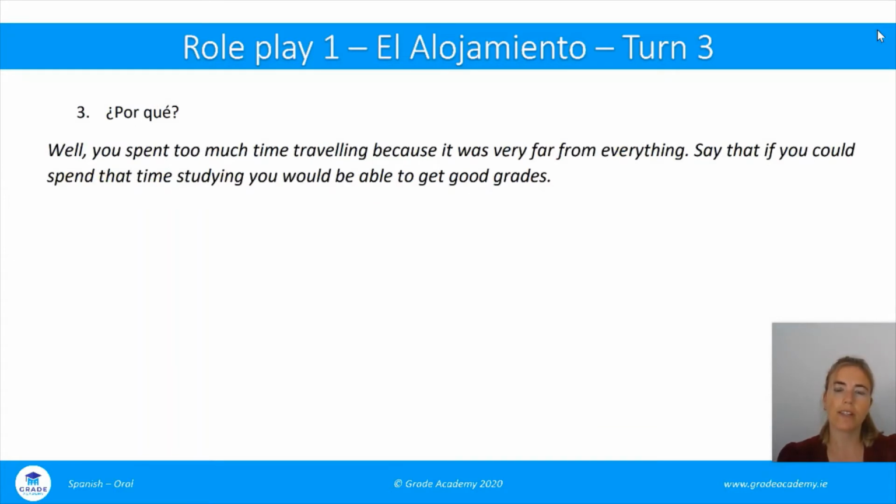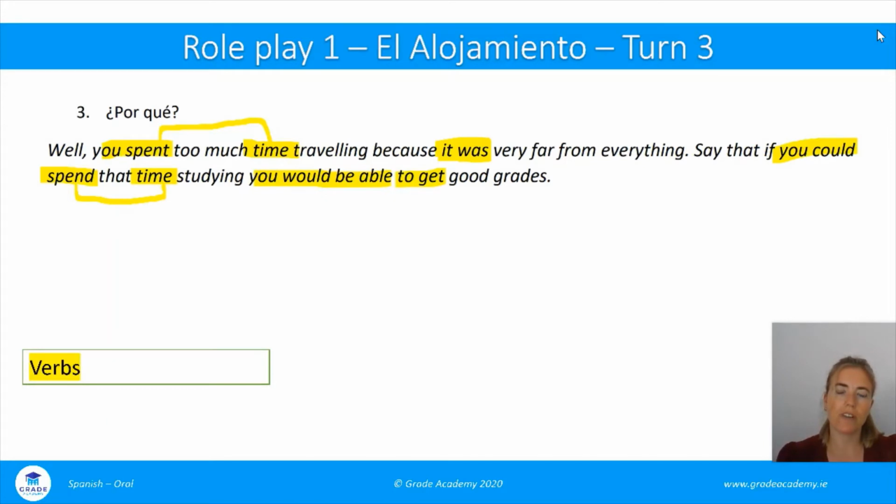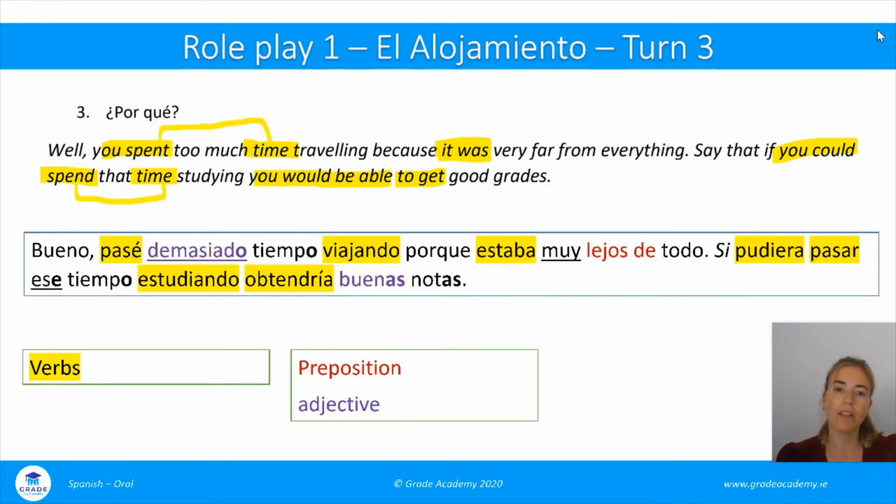Número 3. So the examiner might say something like, ¿por qué? And you need to identify the verbs here. And I'm giving you a sample answer. Bueno, pasé demasiado tiempo viajando porque estaba muy lejos de todo. Si pudiera pasar ese tiempo estudiando, obtendría buenas notas. So there's your subjunctive in the imperfecto.